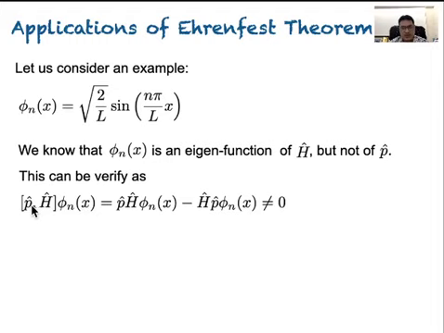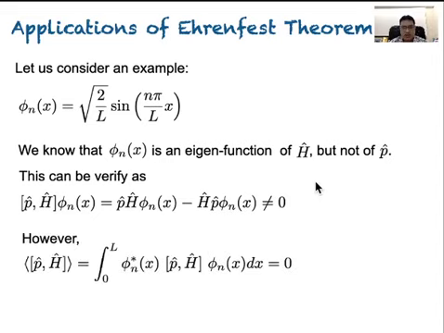So we can open this commutator of P with H. What will you get? You will get PH minus HP, so I get PH times phi n minus HP times phi n, which is non-zero. That you can show.